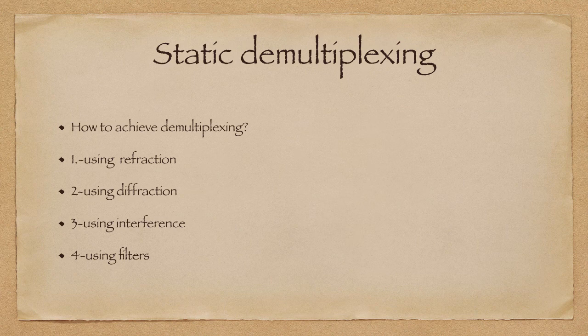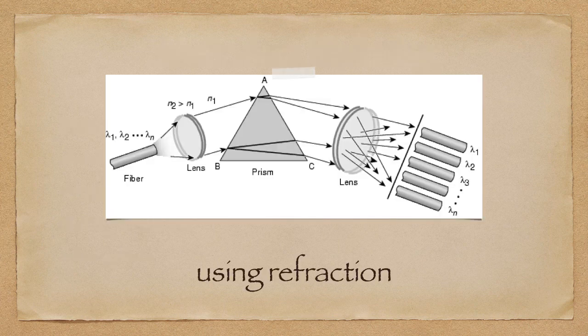For demultiplexing, there are four ways to achieve it. The first one is using refraction. A parallel beam of polychromatic light impinges on a prism surface, and each component wavelength is refracted differently. This is a rainbow effect. In the output light, each wavelength is separated from the next by an angle, which could realize the demultiplexing.